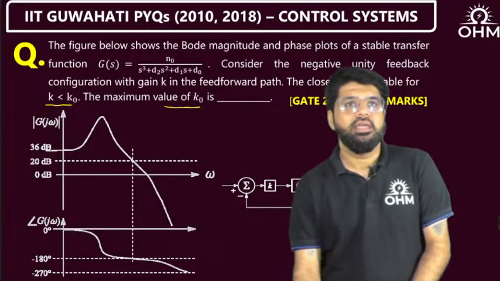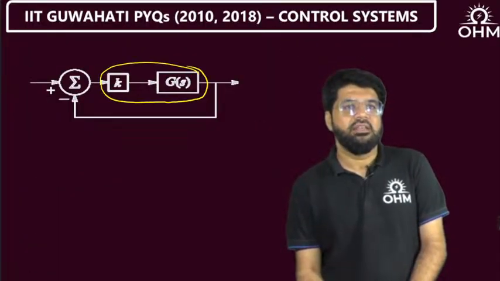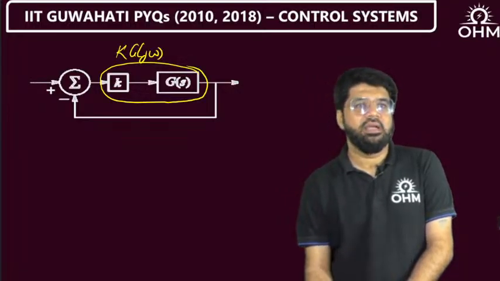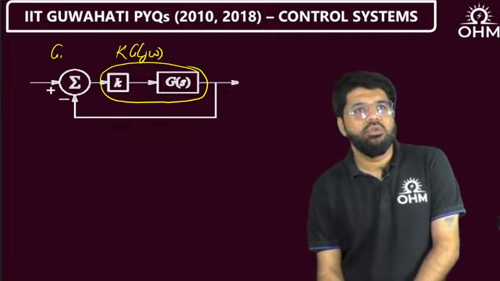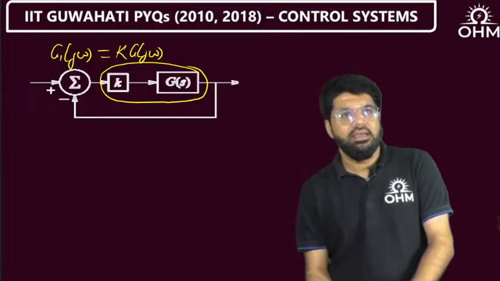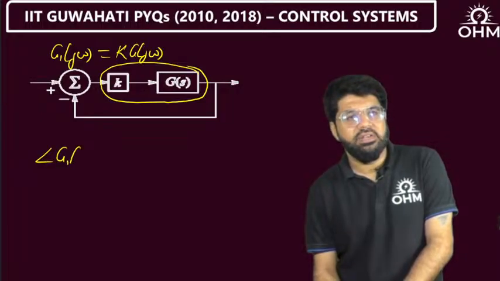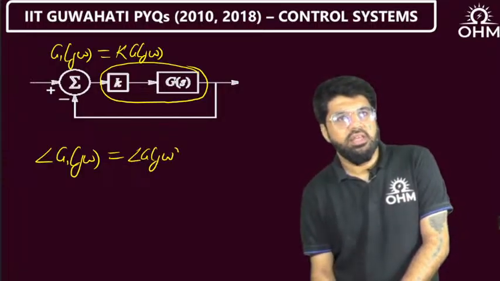Now come to this system, where the gain K has been connected in the feed forward path. What is there in the frequency domain? We can write the open loop gain as K G(j omega). Let this be the new open loop gain G1(j omega) equal to K G(j omega). But K is a real number, so it is not going to affect the phase. The angle of G1(j omega) will be equal to the angle of G(j omega), since the angle of a positive real number K is 0.